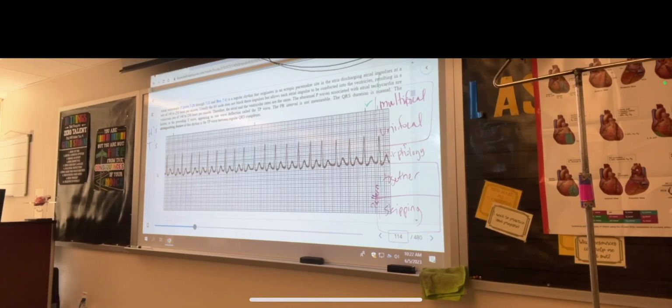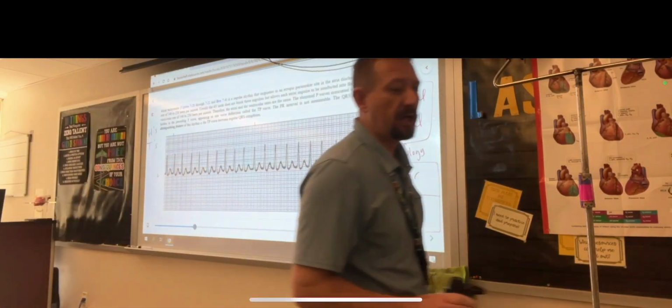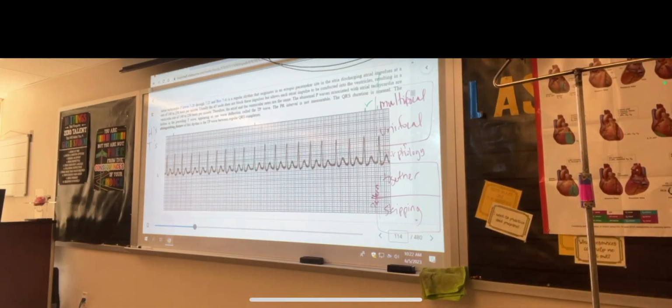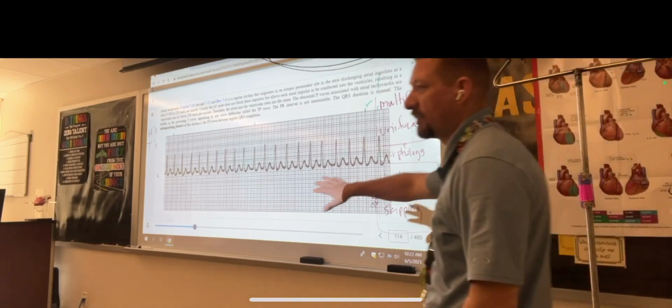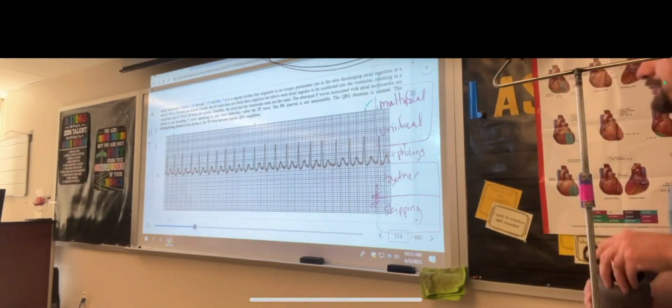That's only the term you use if you have more than 3 different P-wave morphologies in a strip, and the rate is normal, between 60 to 100. If the rate is above 100, but we have 3 or more different P-wave morphologies, that's multifocal atrial tachycardia. Atrial tachycardia just means that you have a tachycardia originating in the atria, just verbally.